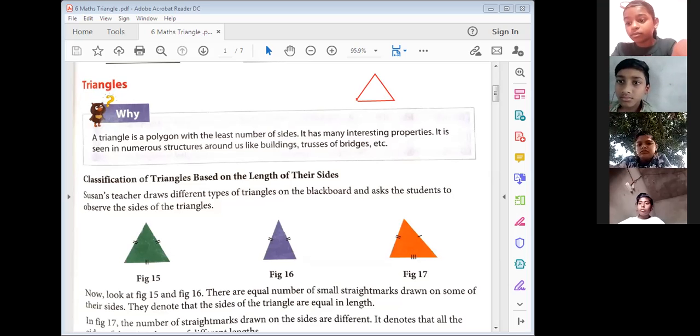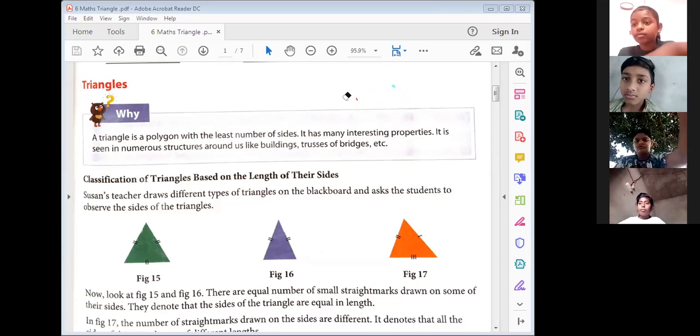ओके, तो how many vertex is there? यहाँ पे एक एंगल बनेगा, यहाँ पे एंगल बन रहा है, यहाँ पे भी एंगल बन रहा है, दो साइड्स यहाँ पे भी मिल रहे हैं. Two sides also meeting here, two sides also meeting here. So that means that these are the vertices of the triangle. Okay.